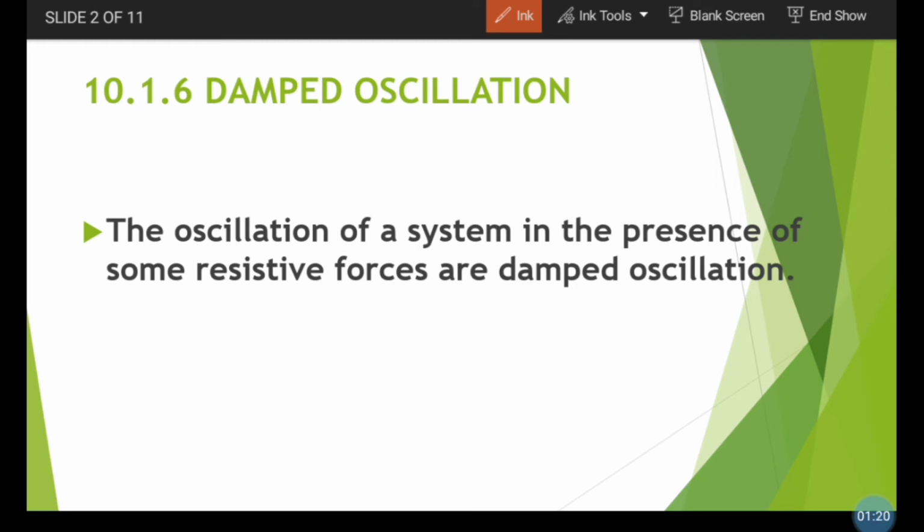But in damped oscillation, the vibrations occur in the presence of resistive forces, and due to this the amplitude of the oscillation decreases to zero with the increase of time.